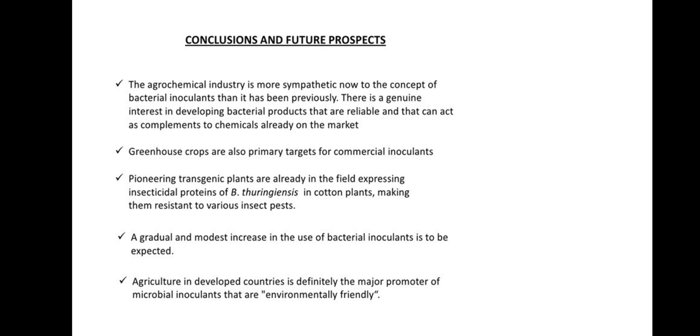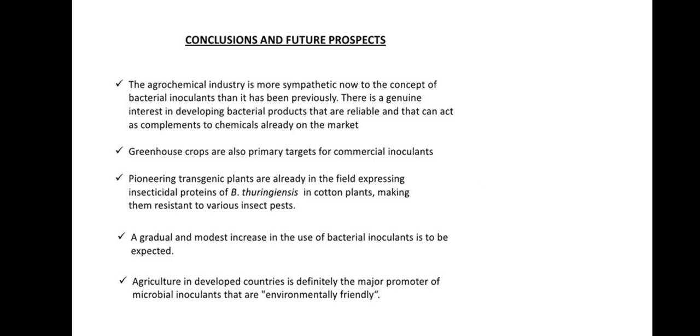Conclusion and future prospects. The agrochemical industry is more sympathetic now to the concept of a bacterial inoculum than it has been previously. There is a genuine interest in developing bacterial products that are reliable and can act as a complement to the chemicals already on the market. Greenhouse crops are also a primary target for commercial inoculants.